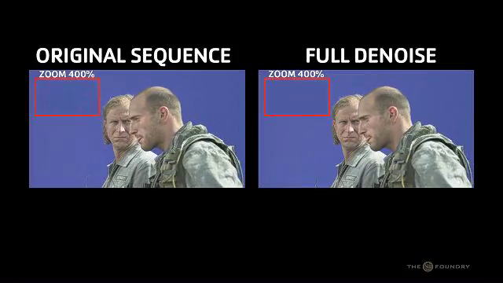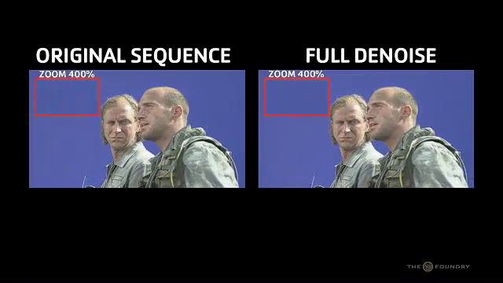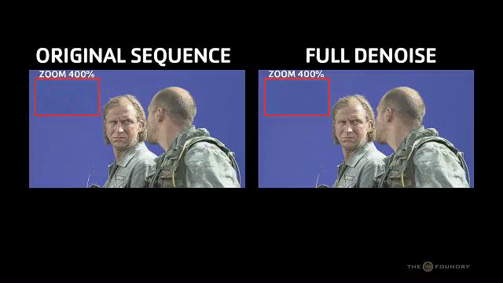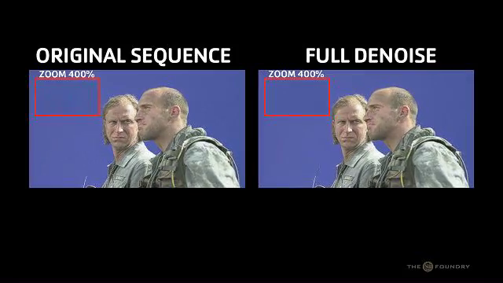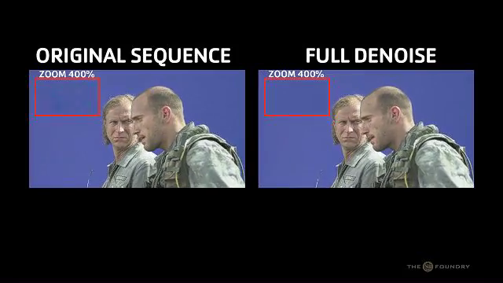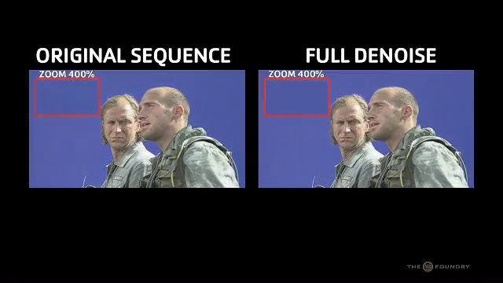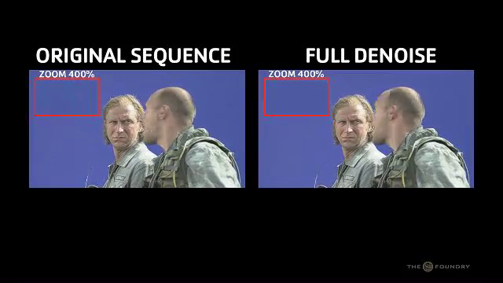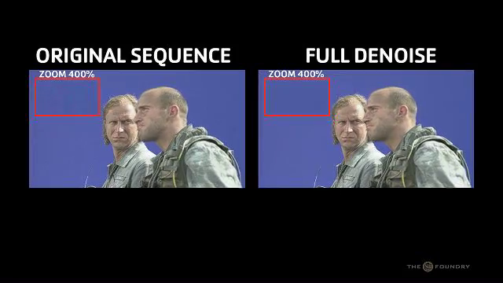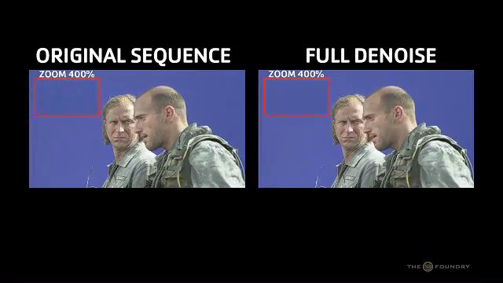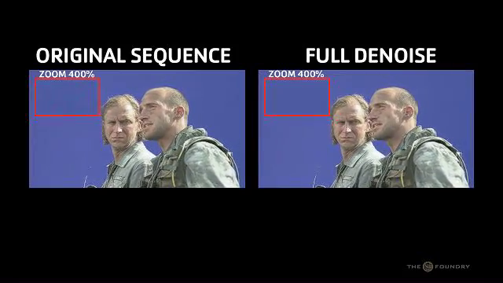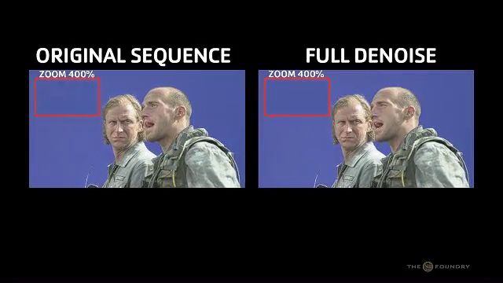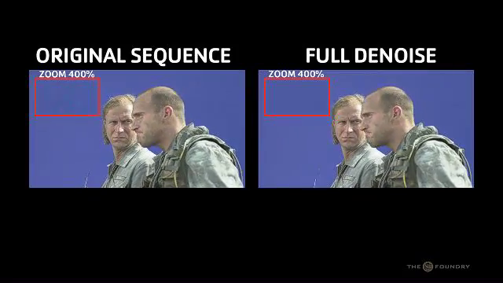If we compare the two now, we can see the difference between the two. Here on the left we have the original sequence with the noise still on there, and here on the right we have the denoised clip that we have just completed ourselves. Looking at the two side by side, you can see the difference is very apparent. You can see the amount of noise and grain that's been removed from the original sequence to produce the denoised clip here on the right hand side.